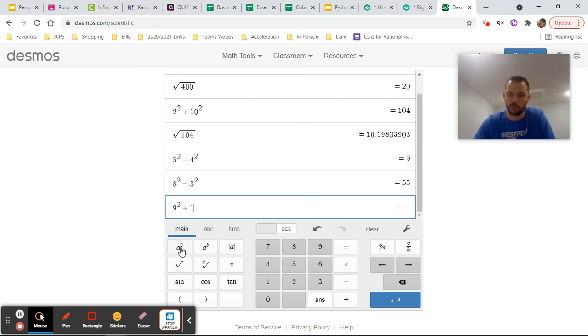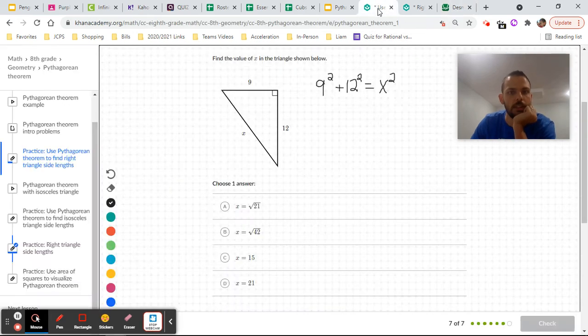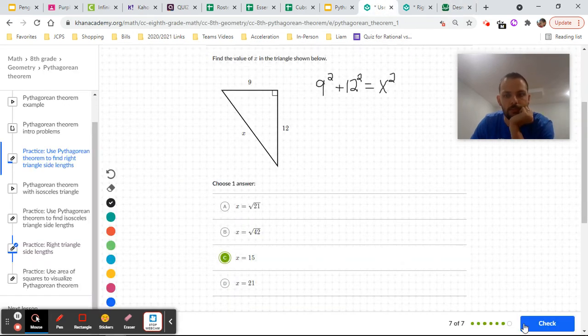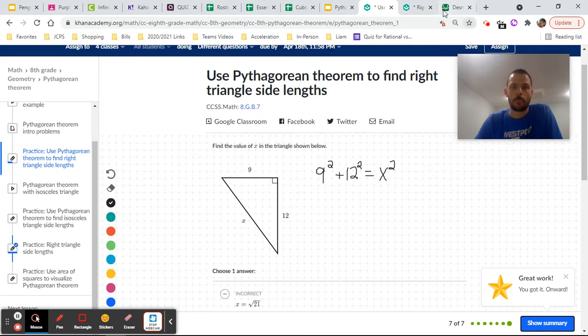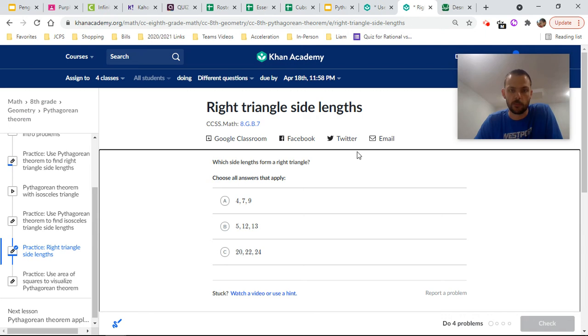9 squared plus 12 squared is 225. It looks like a perfect square to me. Let's check it out. The square root of 225 is 15. All right, it's 15. So this is the first Khan Academy assignment that you'll all be working on. So hopefully that helps with that one.